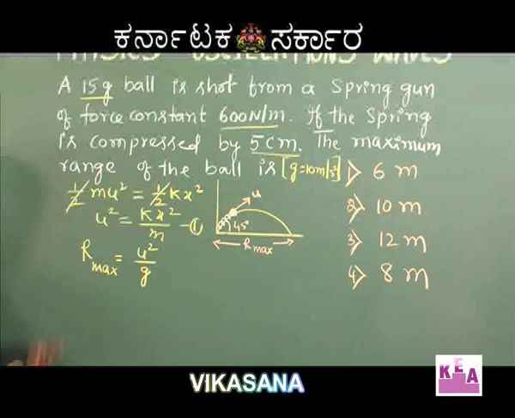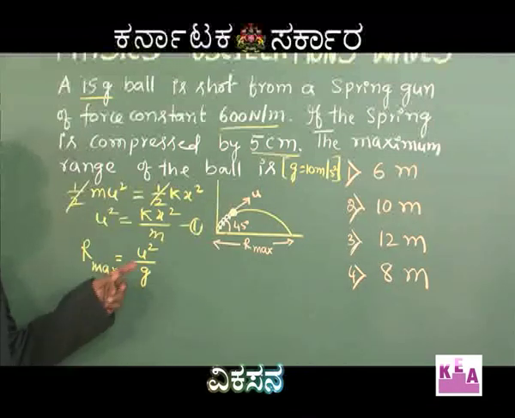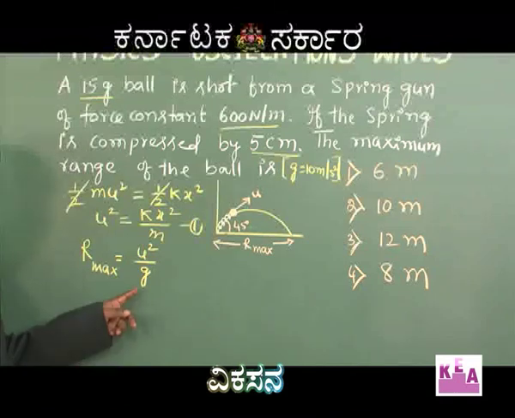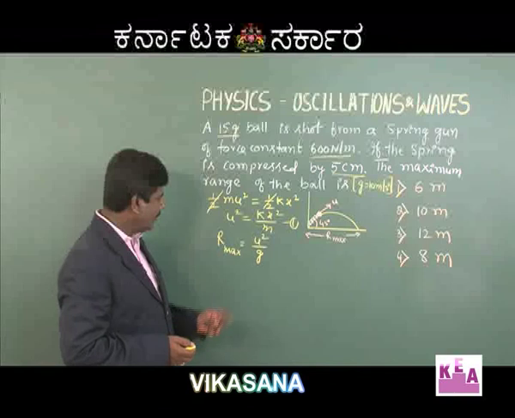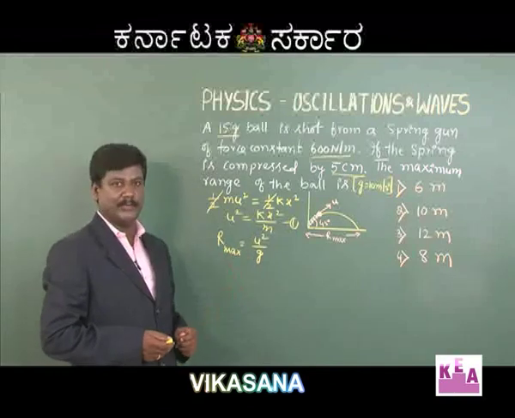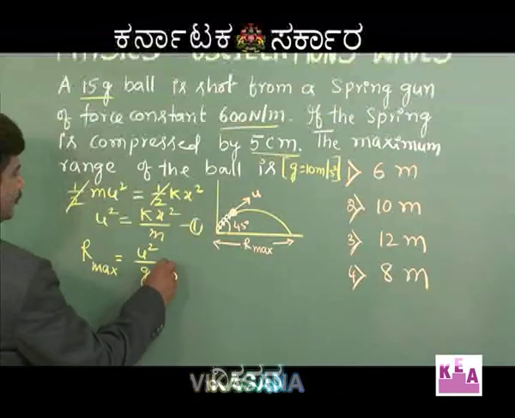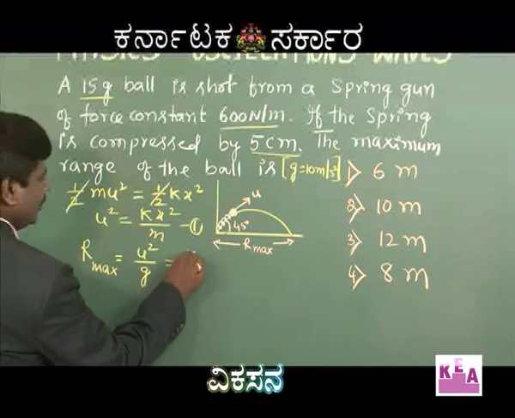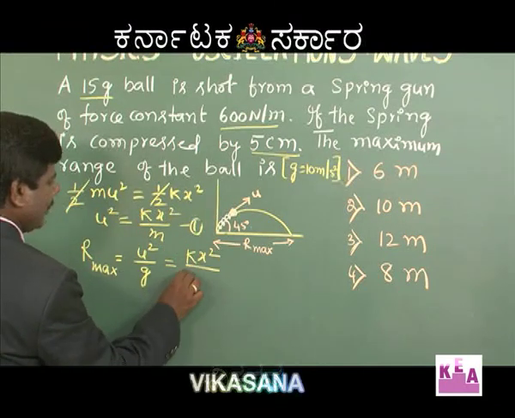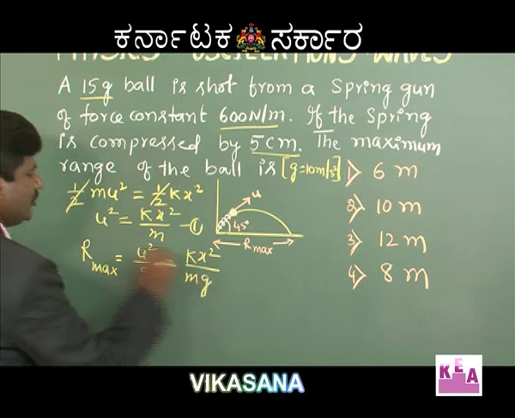Because the expression for range is u square sin 2 theta divided by g. For theta equal to 45 degree, sin 2 theta becomes 1, therefore r maximum equals u square by g. Let us substitute u square, that is k x square divided by m. So k x square divided by m multiplied by g.